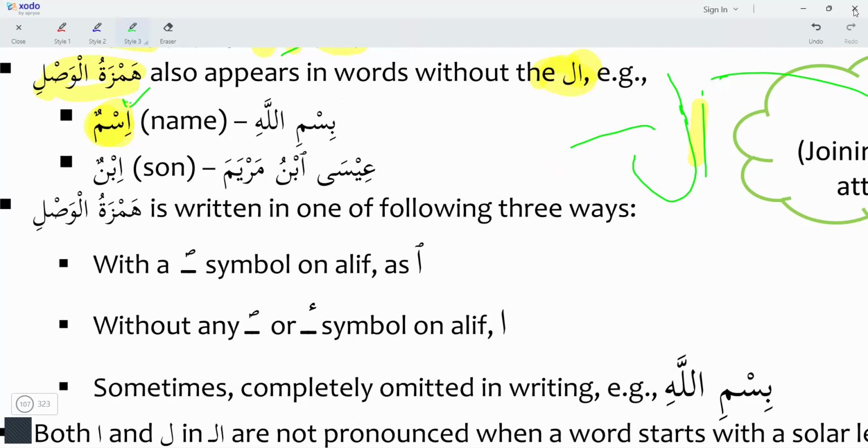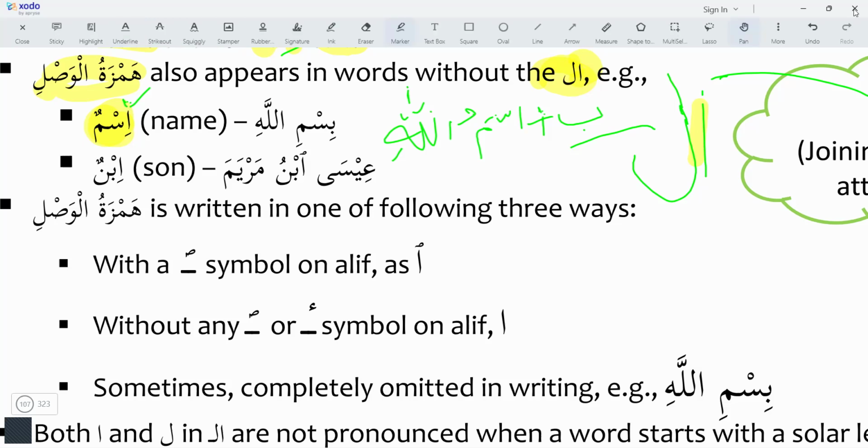So this is actually the preposition be plus ism, ismu Allah. This was ismu Allah. And because of this preposition, what we did here, we will not pronounce this Hamza.